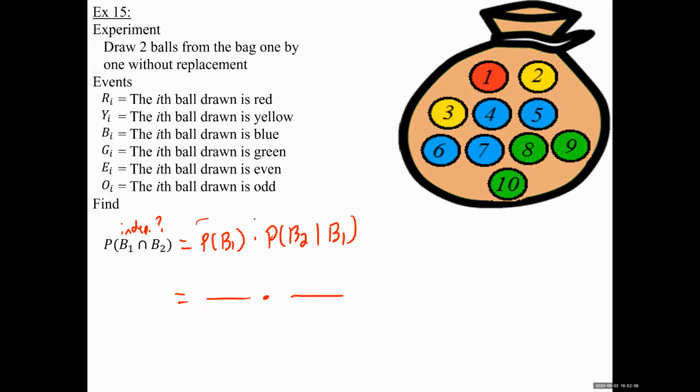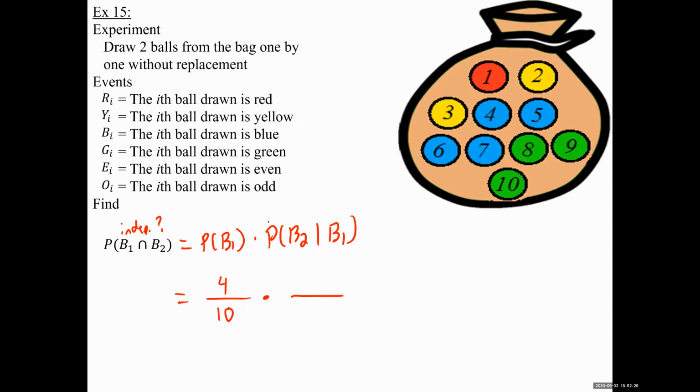Okay, this says the probability the first ball you draw is blue. What is that? Over 10. 4/10. Wonderful, 4/10.